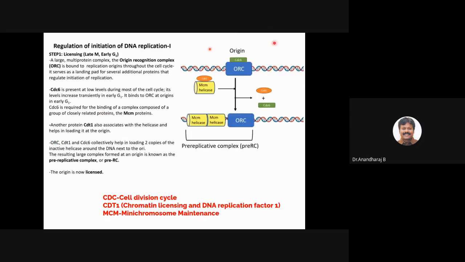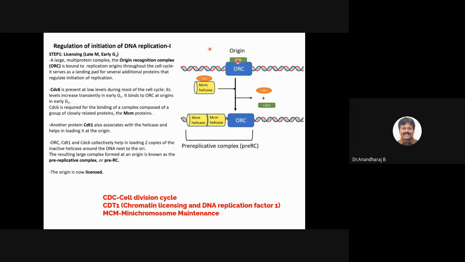So look at this. This is the origin of replication, that is ORI. The ORC is the origin recognition complex. It's a multi-subunit protein. It will come and bind. In general, the expression level of CDC6 will be very, very low. But during the initiation of replication, the concentration of CDC6 will be higher. It will go and bind with the ORC.